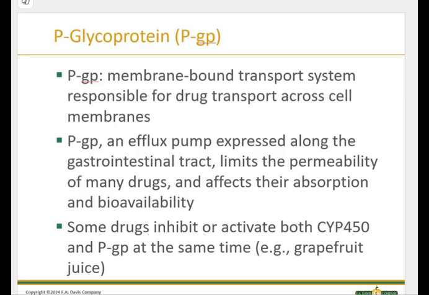Remember that some drugs can inhibit or activate both the CYP450 system and the P-glycoproteins at the same time, specifically grapefruit juice, which is why almost always if you have a question on a test and grapefruit juice isn't a possible answer of things that can interact with the drug, it might very well be grapefruit juice.